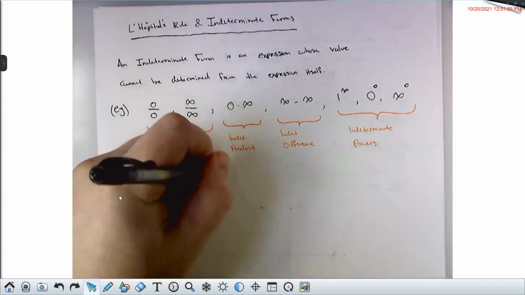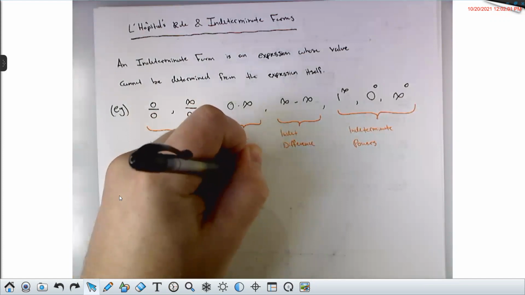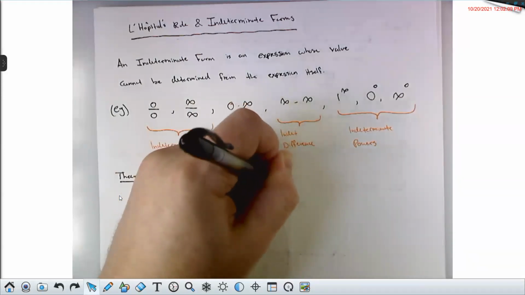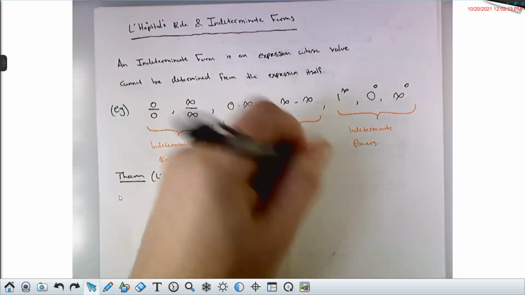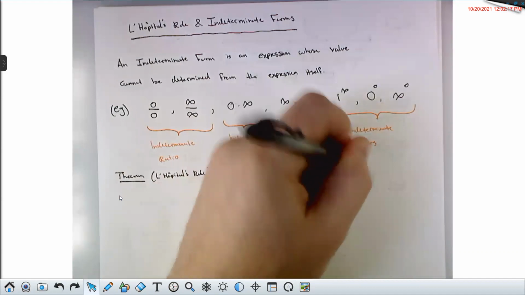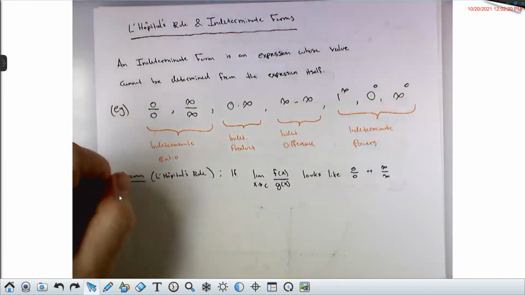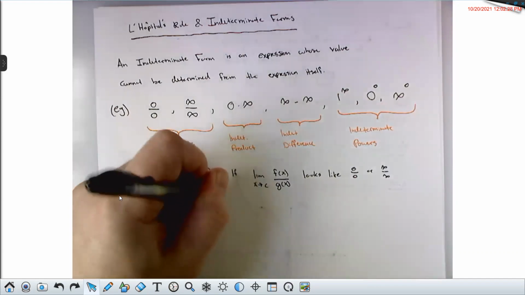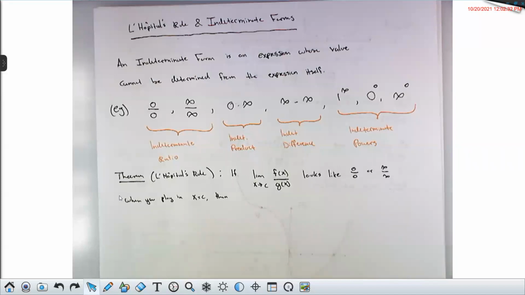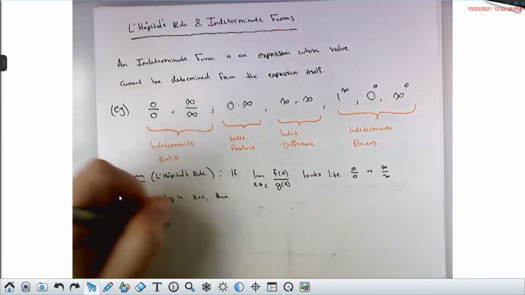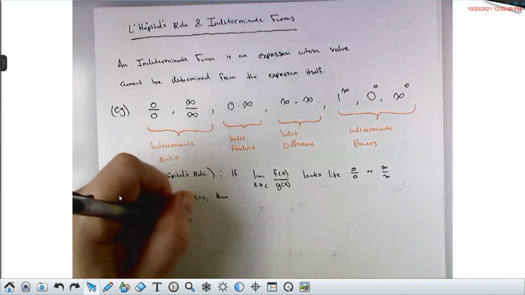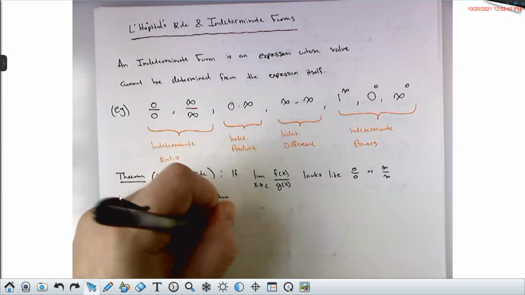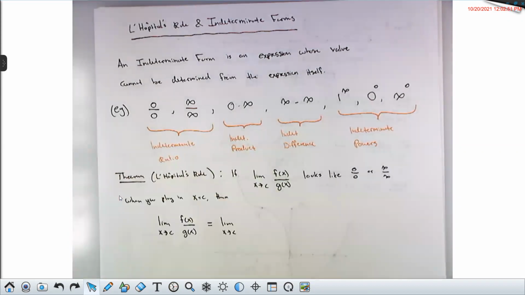What this says is, I'll write it like this: if the limit as x goes to c of f of x over g of x looks like 0 over 0 or infinity over infinity when you plug in x equals c, then, because these are indeterminate, we're not happy with that, you can take that limit and try again, not with those same functions, but with each one replaced by their derivatives individually.